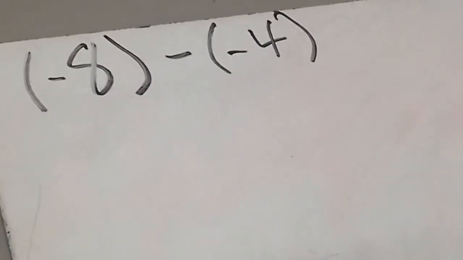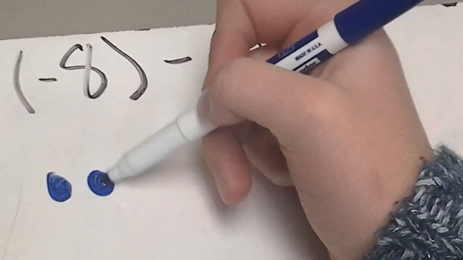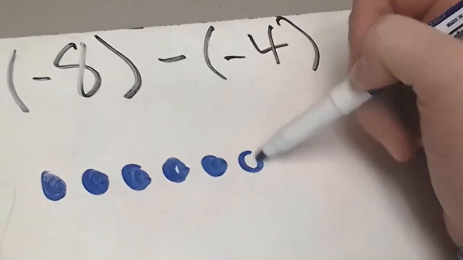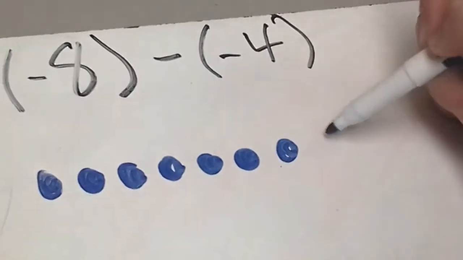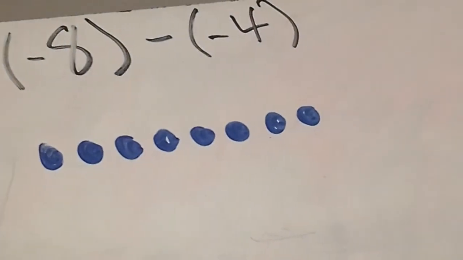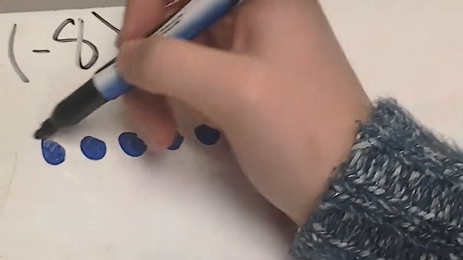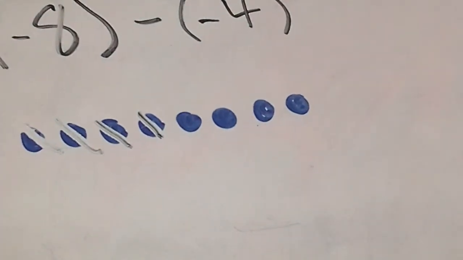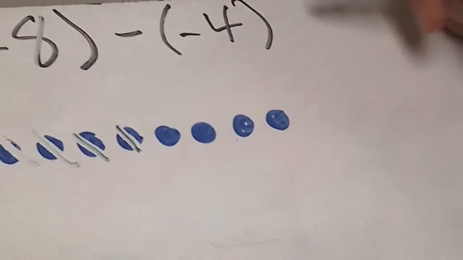Negative 8 subtract negative 4. You will start off by drawing 8 negative counters. And now you will cross off 4 of those counters, leaving you with -4 counters.